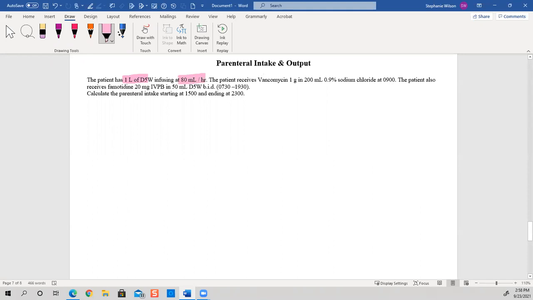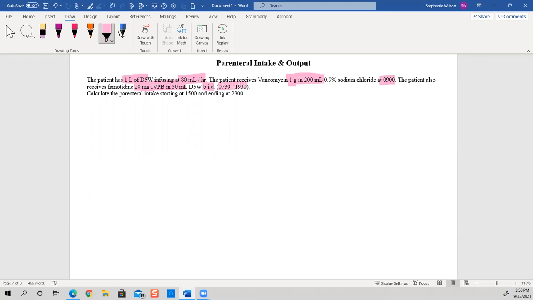The patient received 1 gram in 200 milliliters. So this means that I have a dosage strength here, right? This sodium chloride was done at 0900. The patient also got 200 milligrams IV piggyback in 500 milliliters. So here's the dosage strength for this. And it said that it was done BID, which we know is twice daily, during the window of 0730 to 1930.